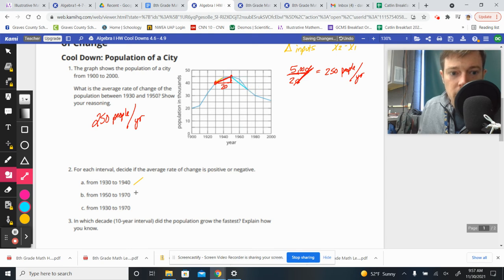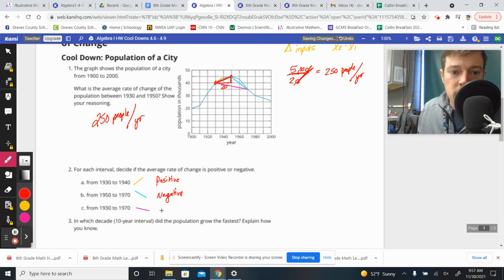Then from 1950 to 1970 would be on this blue line. That blue line is definitely going downhill, right? And then from 1930 again to 1970 would be here. Not as steep as that one, but definitely declining. So my answers for this would be positive, and then the last two would be negative.